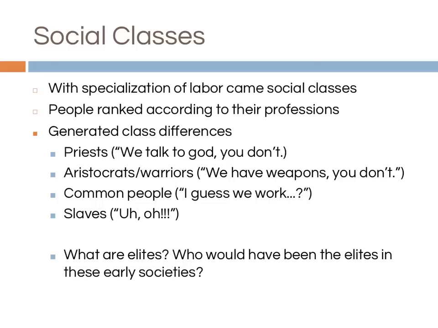Okay, so what are elites? Elites are people at the top of the social structure. Who would have been the elites in these early societies? It would have been the priests and generally the aristocrats, again, who are people who own land, and that provides them wealth.